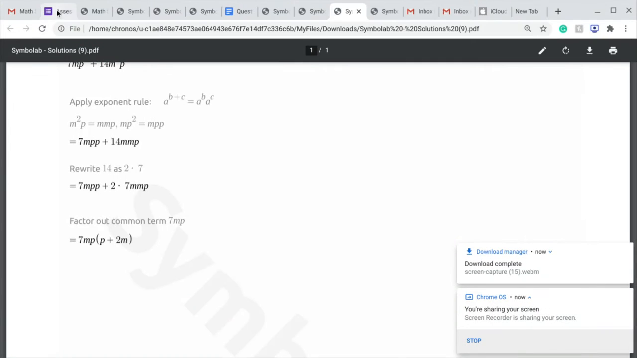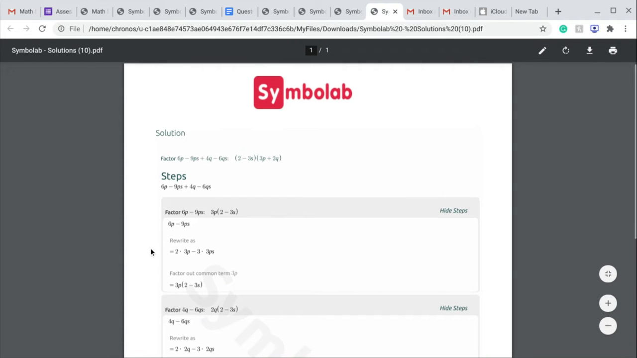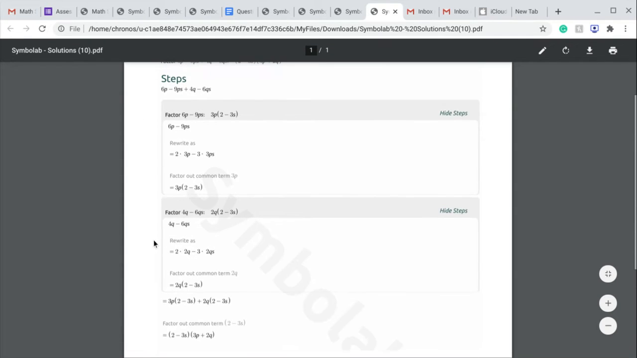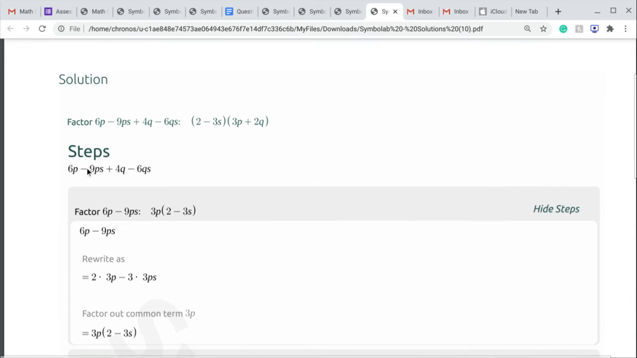All right, final question. The final question states: factorize by grouping 6p minus 9ps plus 4q minus 6qs. So let's look at the steps. Let's read the question again: factorize by grouping 6p minus 9ps plus 4q minus 6qs.